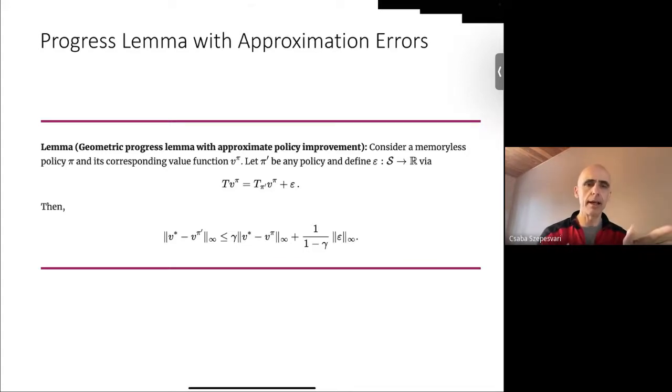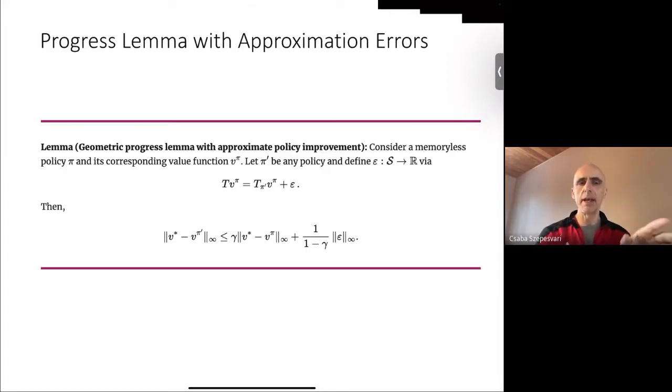Very abstractly, you can view this whole process as, well, the evaluation happens with or without errors. And so you can view this whole process very abstractly as you have a policy and then you have another policy. And this policy tries to be such that it's greedy with respect to the value function of the policy we started with. So we have these two policies, pi and pi prime, and pi prime is approximately greedy with respect to the value function of pi.